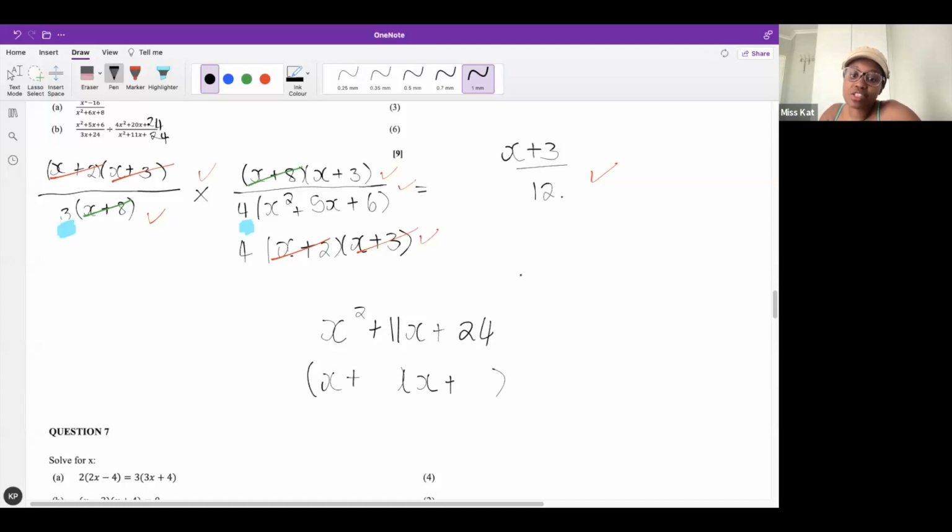Now we look at the factors of 24 that add up to 11. So the factors of 24 are 1 and 24, 2 and 12, 3 and 8, and 6 and 4. 6 plus 4 is 10. Do you agree? Yes. So that's not the ones we want, because we want the ones that add up to 11. 2 plus 12 is 14, not the one we want. 24 plus 1 is 25. So which ones do we use? 3 plus 8. There we go, because they add up to 11.